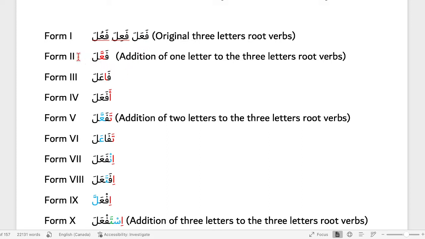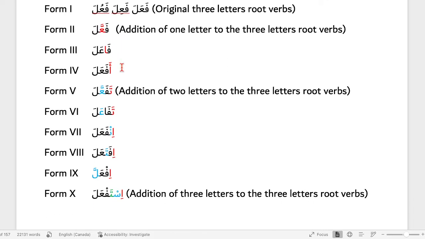So in form 2, you just repeat the middle letter, you make it double. So fa'ala becomes fa''ala. There are two ayns, so here we are adding one letter. We will go through some examples, but in the basic form, it's going to be like this: fa''ala, that is form 2.